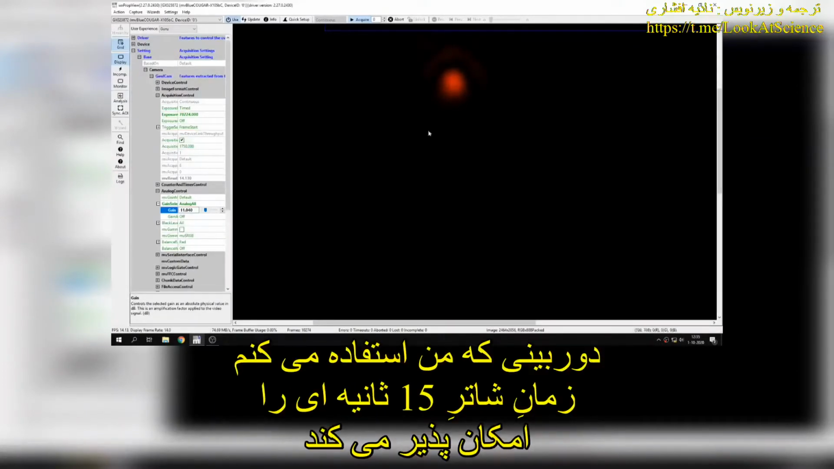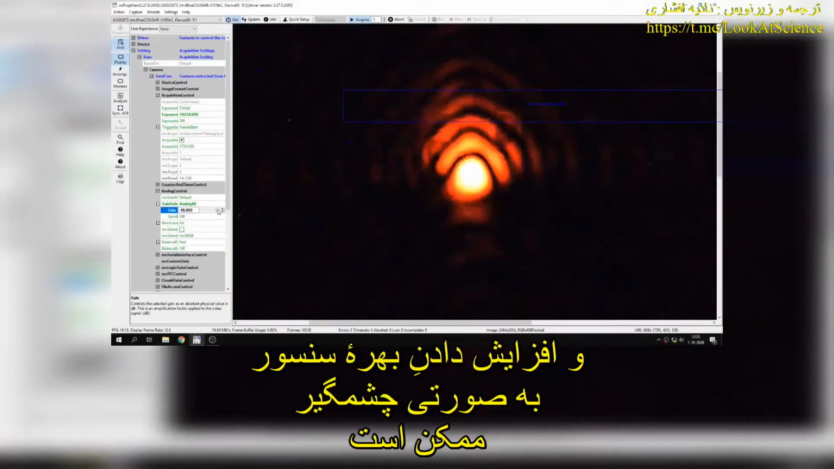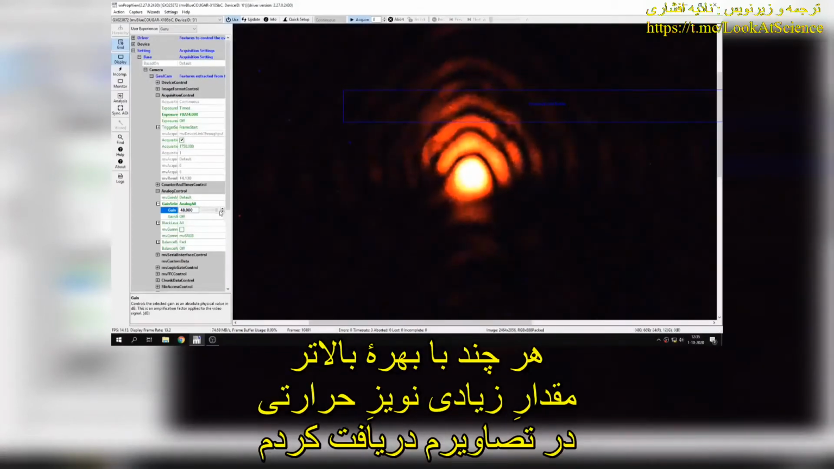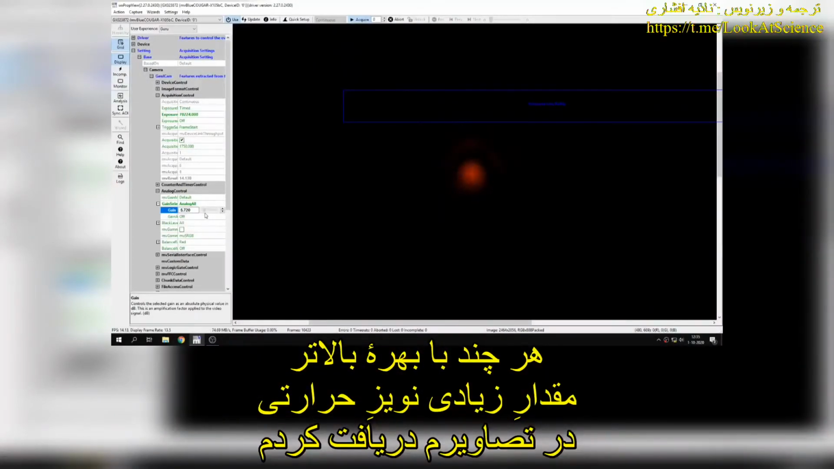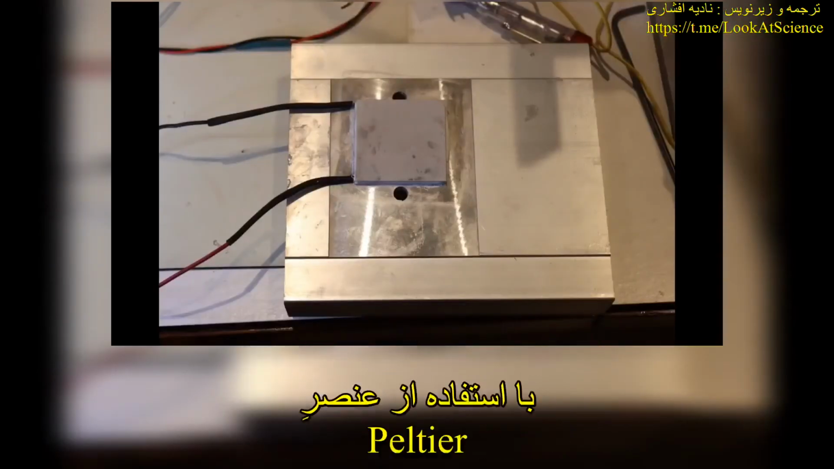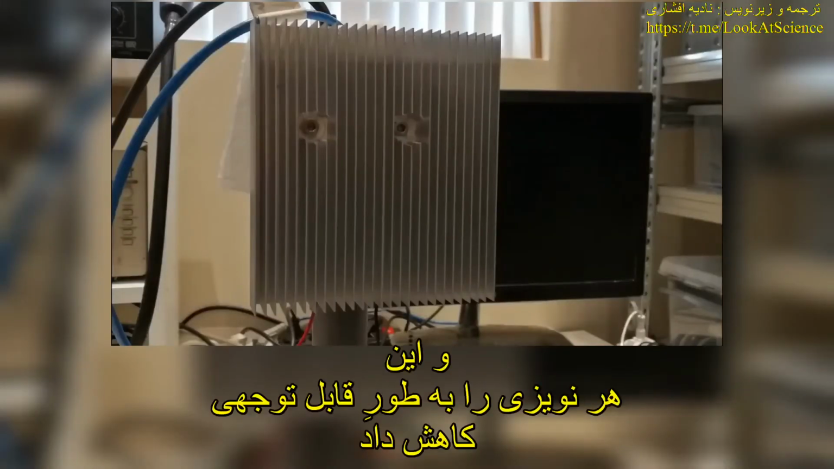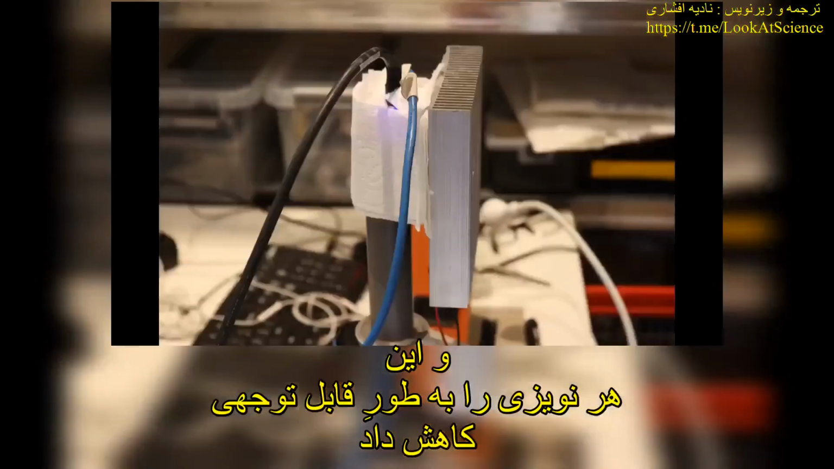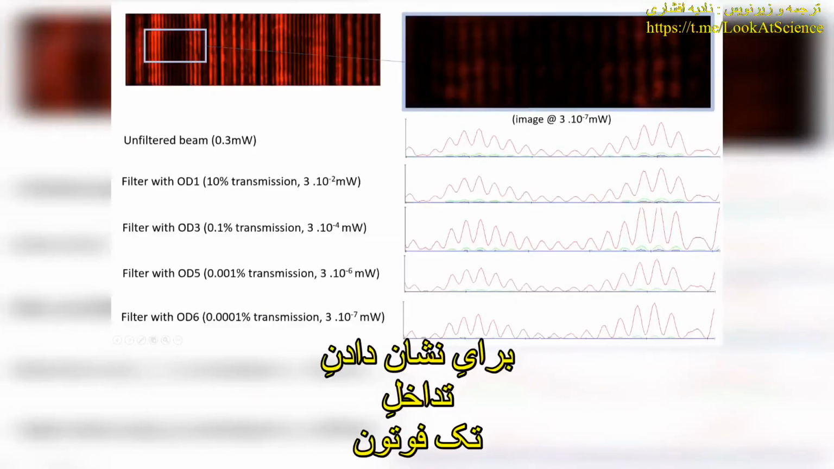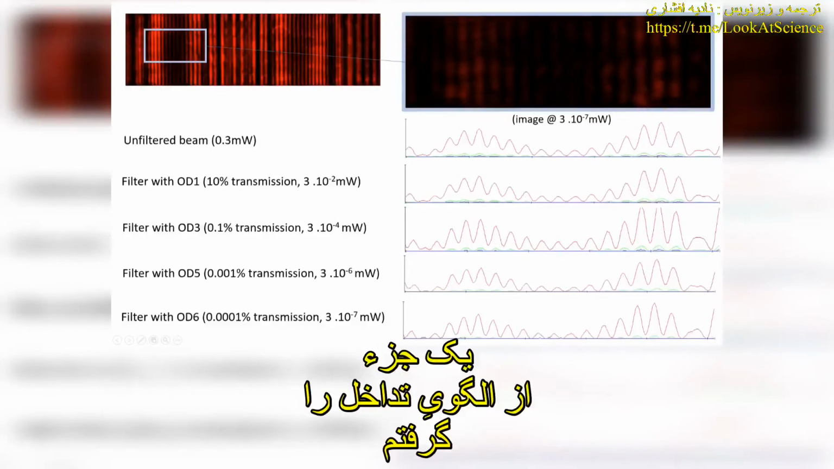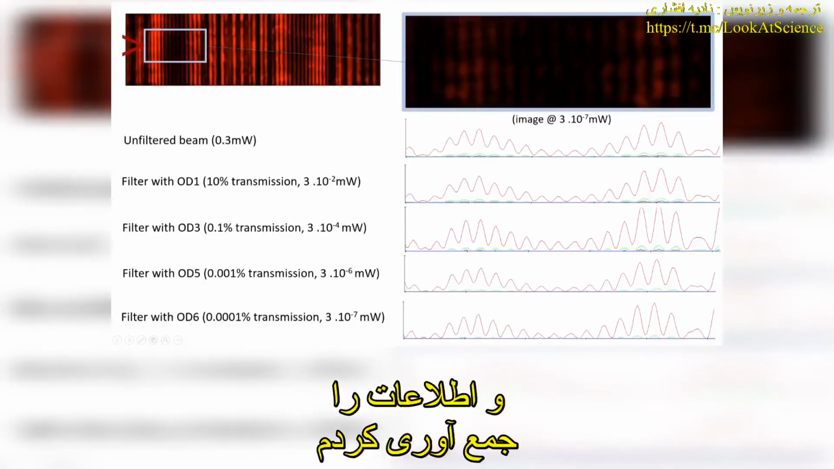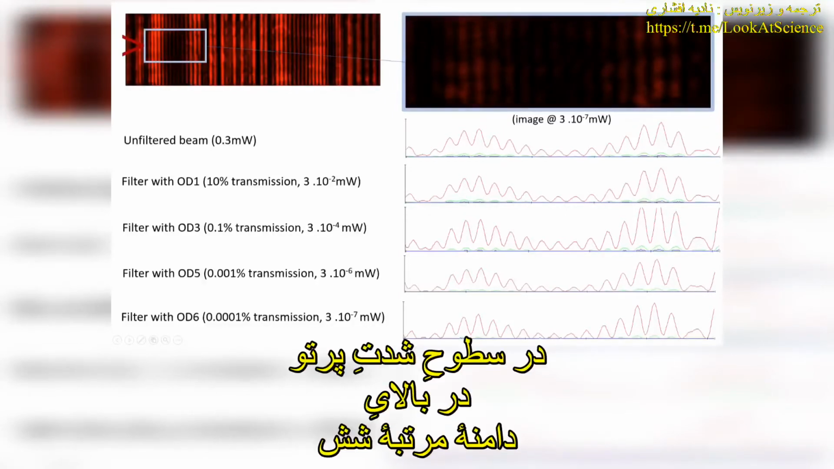The camera I use allows shutter times of 15 seconds, and it is possible to increase the sensor gain significantly. With the higher gain, however, I got a lot of thermal noise in my images. So what I did was cool the camera to about -5 degrees Celsius using a Peltier element, and this suppressed any noise significantly. To demonstrate single photon interference, I took one detail of the interference pattern and collected the data at beam intensity levels ranging over 6 orders of magnitude.